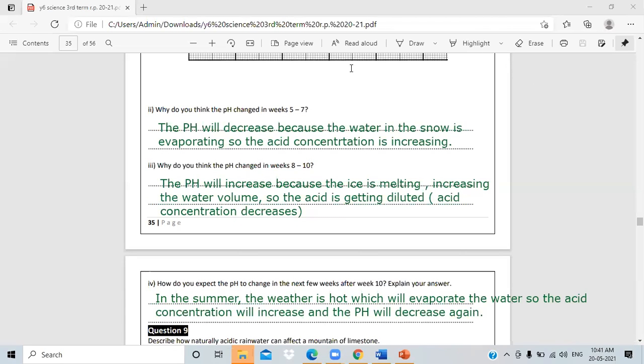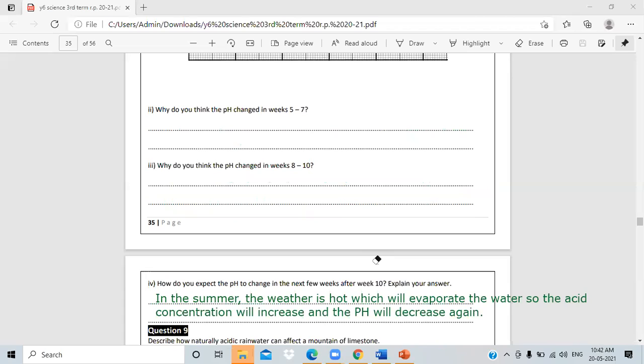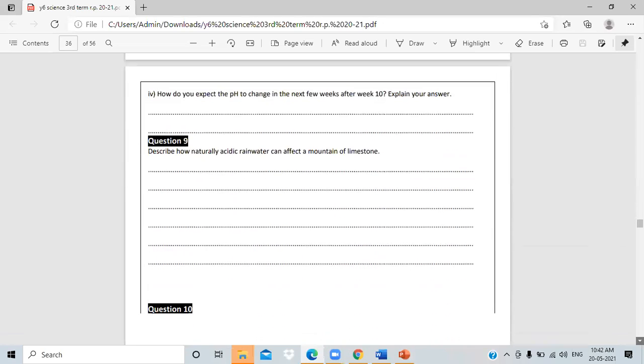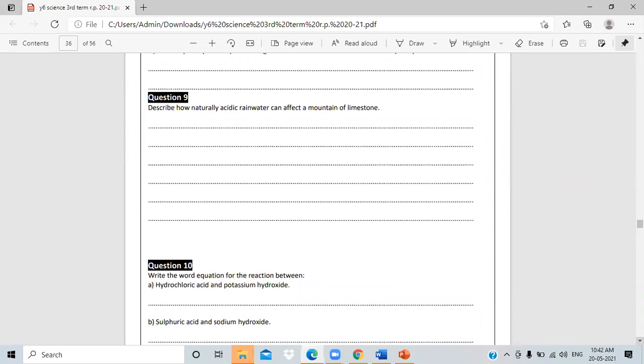Okay, guys, did you finish copying? All right. So next is question number 9. It says, describe how naturally acidic rainwater can affect a mountain of limestone. Some rainwater is acidic, and most of the rainwater is actually slightly acidic.